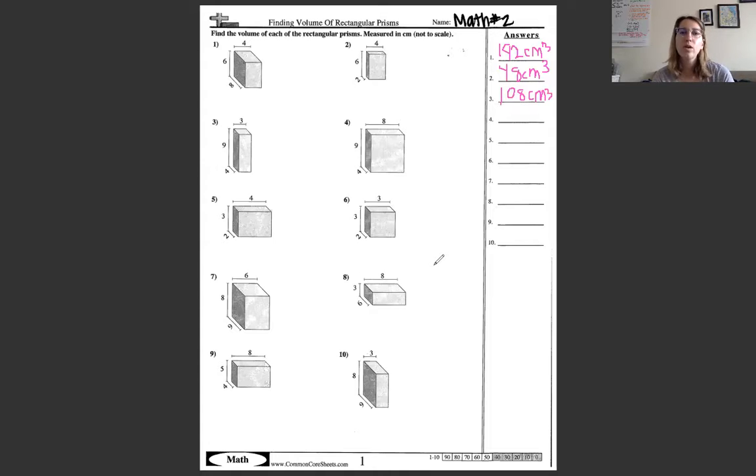All right, and we're going to do one more together. Let's do number six together because I can do those numbers in my head, which is really nice. So down here we have the length is 2, the height is 3, and the width is 3. So we're going to do 2 times 3 times 3. 2 times 3 is 6, and 6 times 3 is 18. Writing like this is much harder than one would think. So our answer should be 18 centimeters cubed.